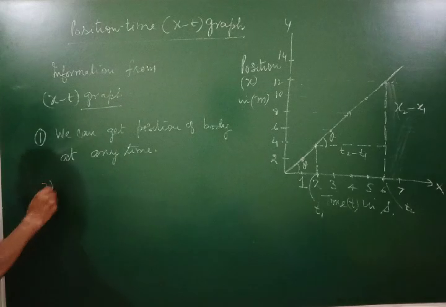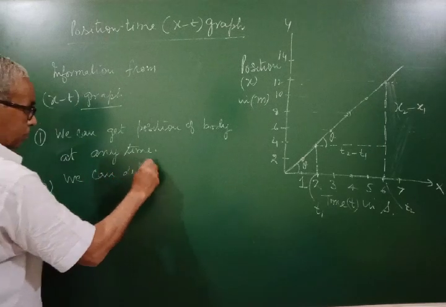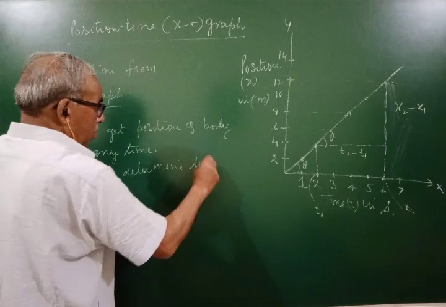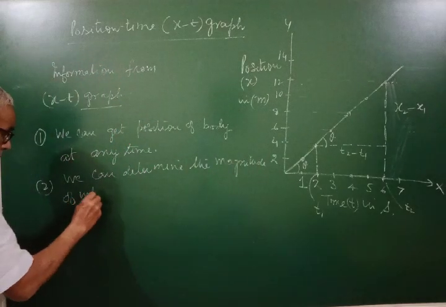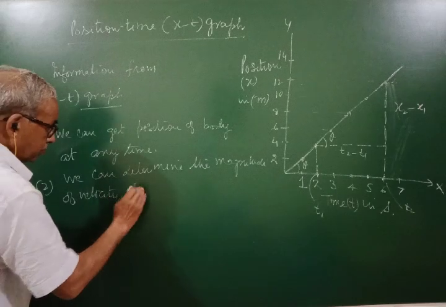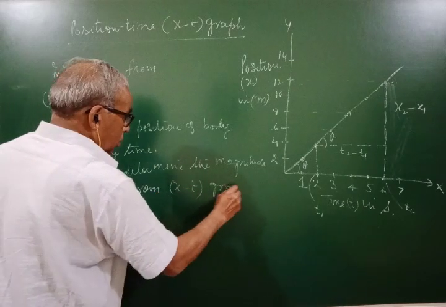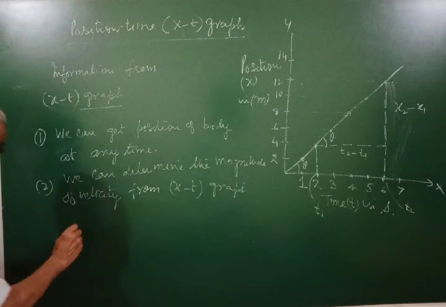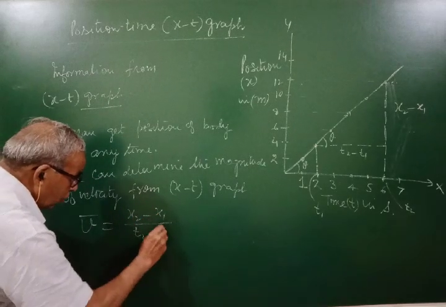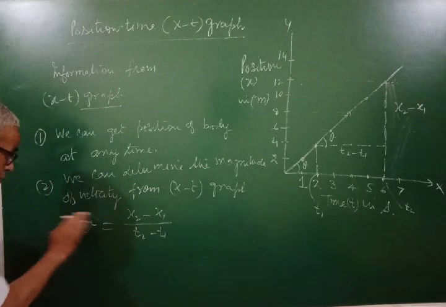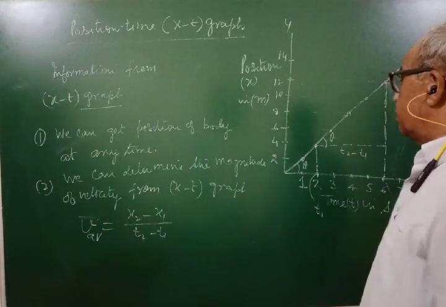Number 2, we can determine the magnitude of velocity from the x-t graph. How? By the definition of velocity, v bar is equal to x2 minus x1 upon t2 minus t1. By the definition of velocity, v average. Change in position gives the magnitude, not vector velocity.